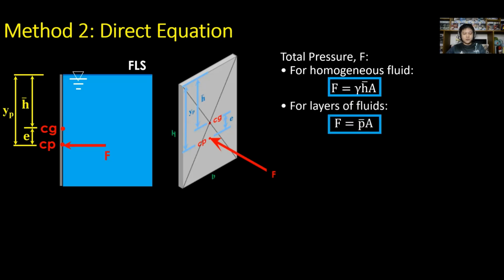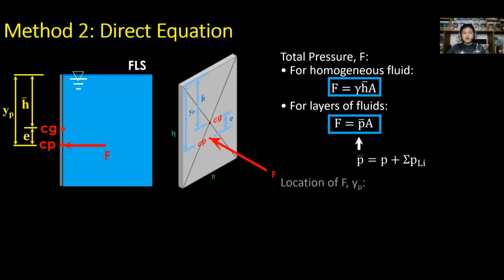For layers of fluids, which is applicable only if the surface is exposed to only one fluid. If not, then use the pressure diagram method. So for these layers of fluid, use F is equal to bar P times A, where bar P is the sum of the pressures of fluids at the center of gravity of the submerged surface.